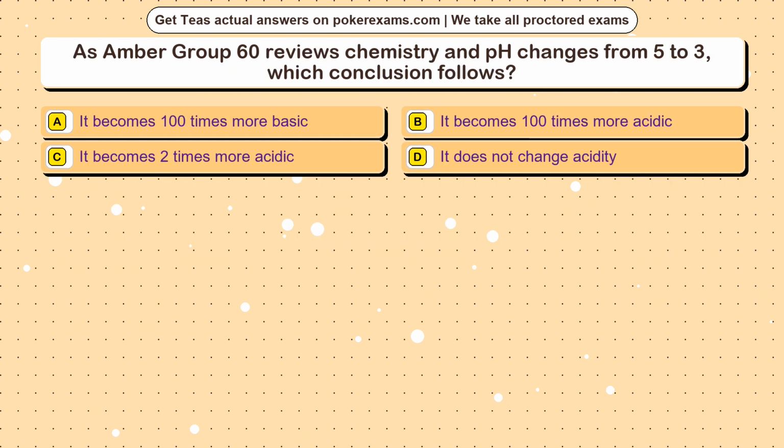Question 19. As Amber Group 60 reviews chemistry and pH changes from 5 to 3, which conclusion follows? Option A. It becomes 100 times more basic. Option B. It becomes 100 times more acidic. Option C. It becomes 2 times more acidic. Option D. It does not change acidity.